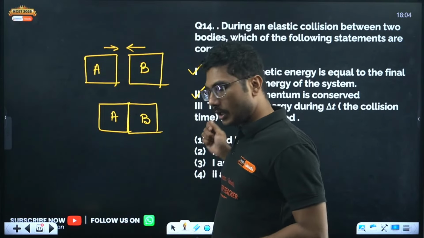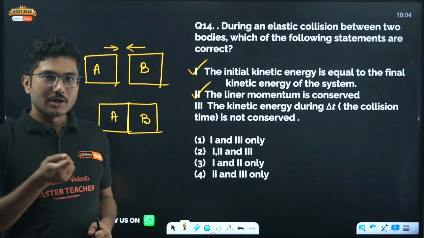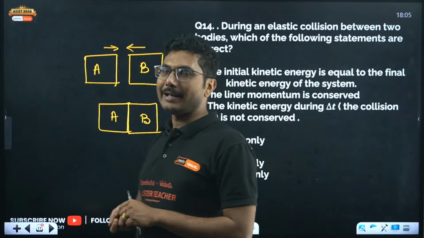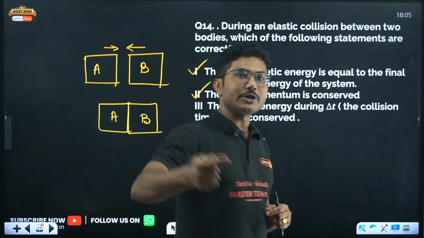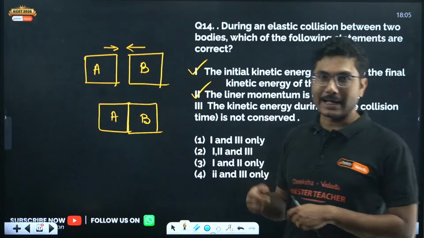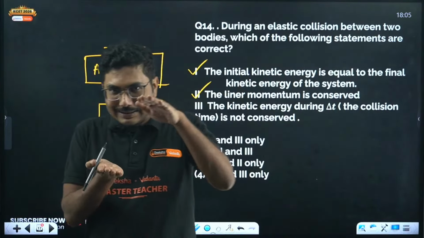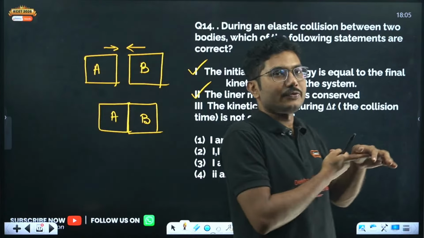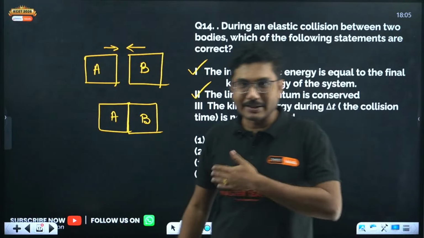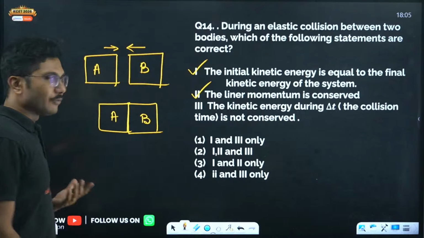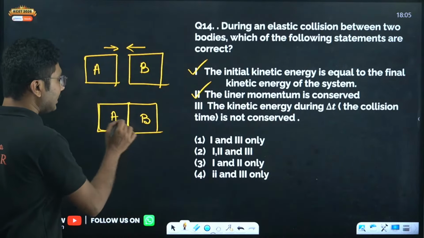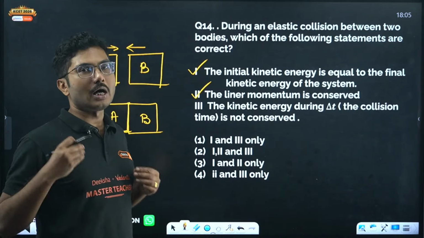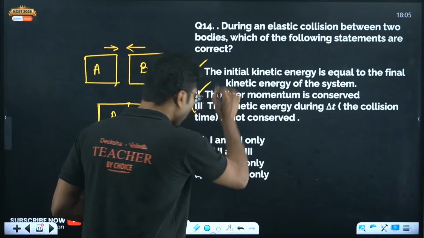Suppose Virat Kohli hits a 6. When he is hitting the ball, the kinetic energy of the bat is transferred to the ball via potential energy. Otherwise the energy cannot be directly transferred. The bat gets a little compressed, the ball gets a little compressed, and that's how the kinetic energy gets transferred to the ball via potential energy, and then the ball goes out of the boundary for a 6. So you have to remember that during the collision time, the kinetic energy is not conserved even for an elastic collision. So this statement is also correct.